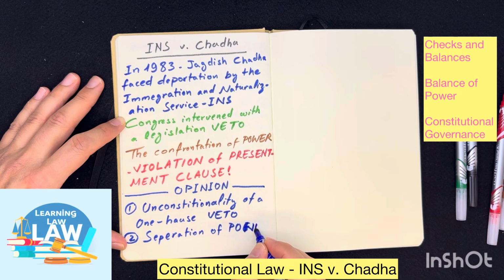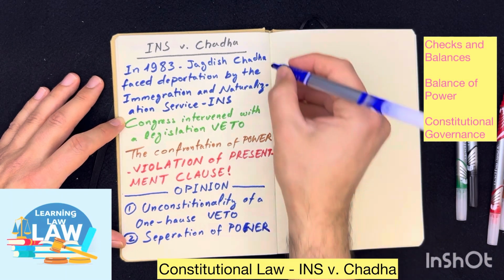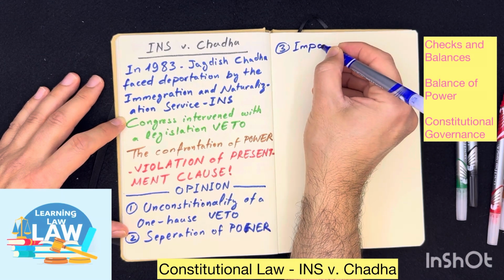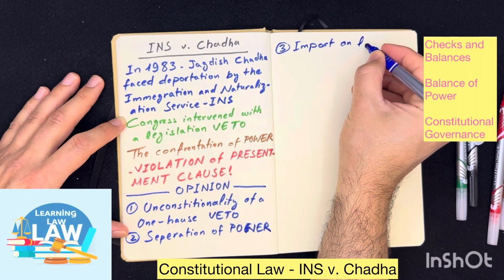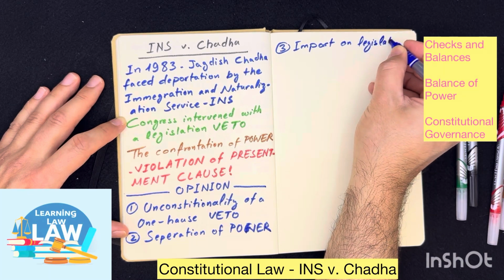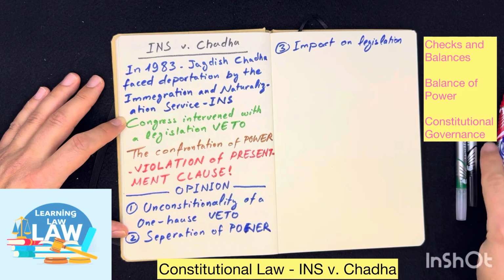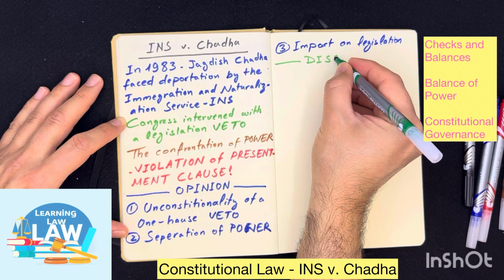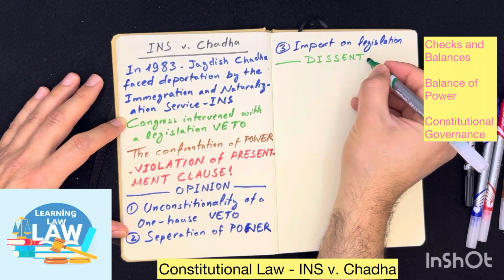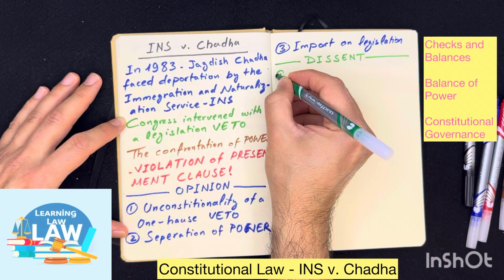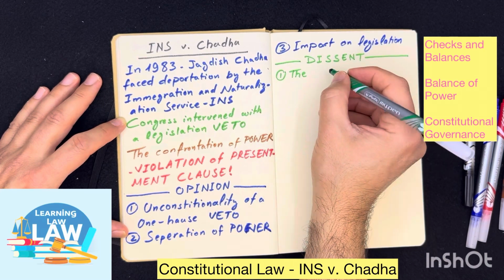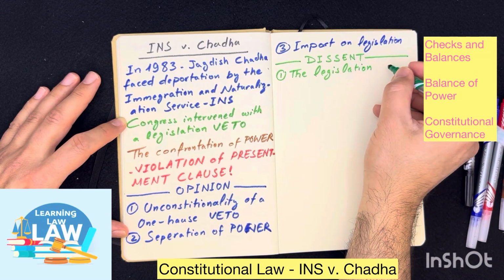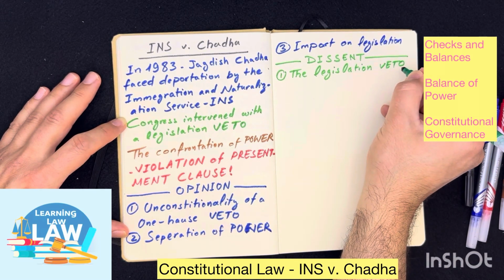2. Separation of powers. The decision emphasized the importance of maintaining the separation of powers. Congress cannot unilaterally override executive decisions without adhering to constitutional procedures. 3. Impact on legislative authority. The ruling invalidated the legislative veto mechanisms, affecting numerous statutes that relied on similar provisions, reinforcing the need for proper legislative processes.